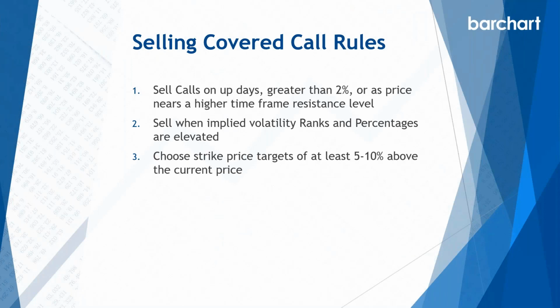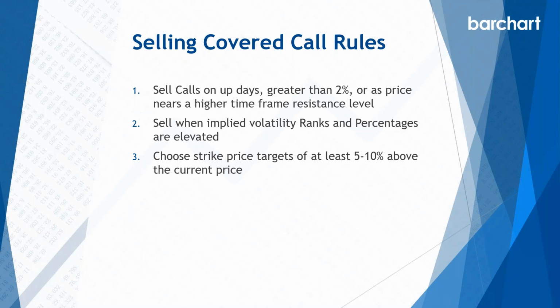The next thing we're going to think about is we're going to choose a strike price that is at least 5 to 10% above our current price. Again, this is going to be a twofold effect. First, if I pick a 10% strike that is high enough, in other words, if price moves up, I'm still going to make a nice profit from current price in case that call is called away from me.